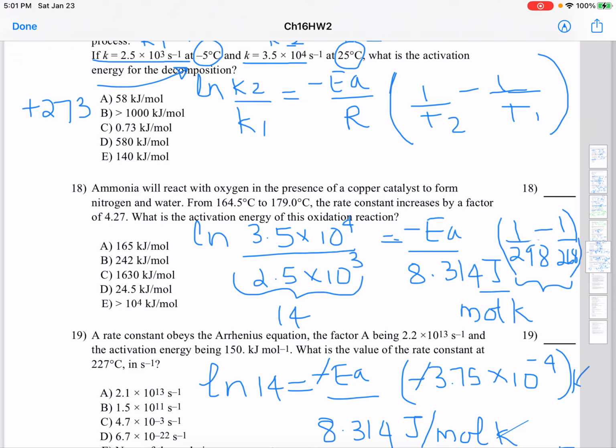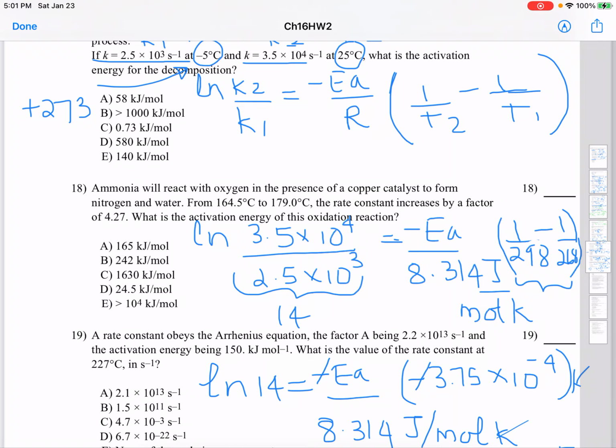And number 18, ammonia will react with oxygen in the presence of a copper catalyst to form nitrogen and water. From 164.5 to 179, the rate constant increased by a factor of 4.27. What is the activation energy of this oxidation reaction?